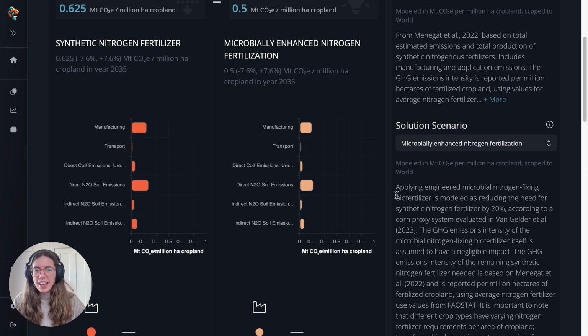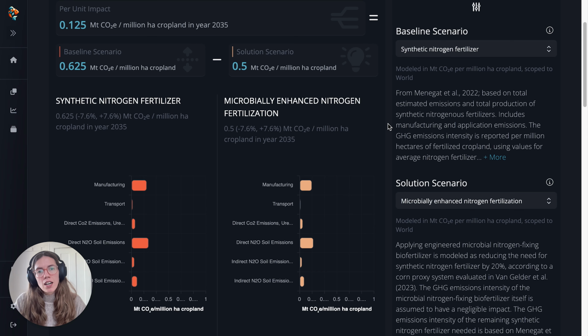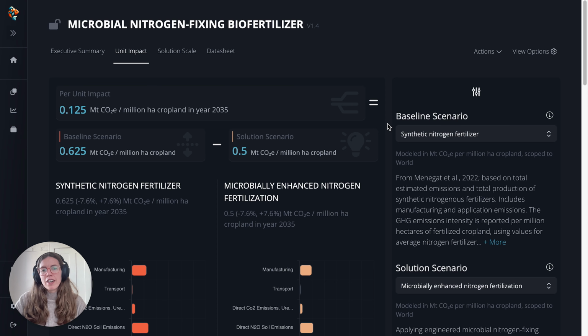applying these microbial nitrogen-fixing biofertilizers is modeled as reducing the need for synthetic nitrogen fertilizers, in this case by 20%, based on a study that came out in 2023. In essence, what we've done for this solution scenario is just to reduce the need for synthetic nitrogen fertilizers by 20%, and that reduces these GHG emissions by 20% across the board. And that's how we've arrived at this solution scenario for our microbial nitrogen-fixing biofertilizer.